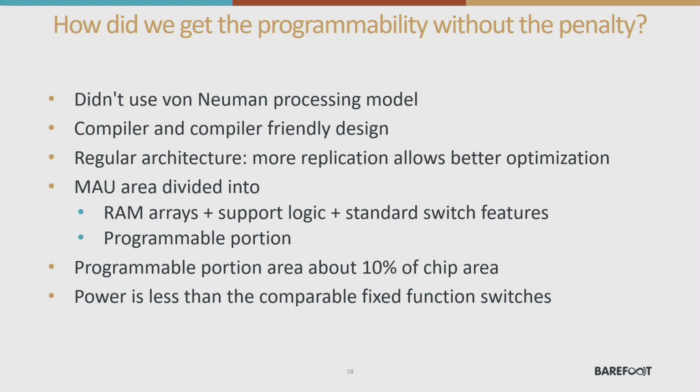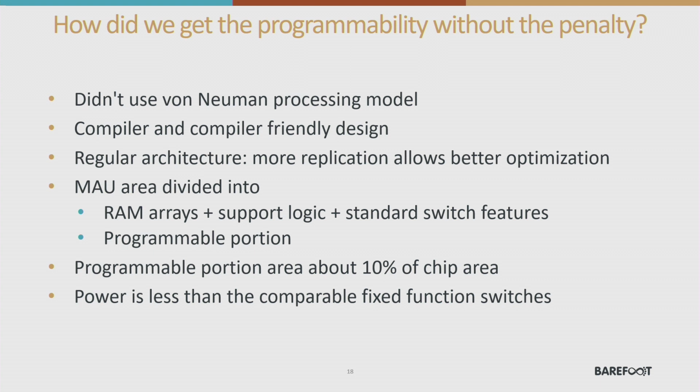Finally, if you look at the MAU area, you can roughly divide it into two categories. The first category, by far the larger, is dominated by things like RAM, which you have to have in any switch, and there's a lot of it. There are hundreds of megabits of match tables, which is a primary concern. RAM has support logic like ECC and functions attached to it, and these are standard switch features. If you subtract all this out and call everything that's left over the programmable part, that's about 10% of the chip area.